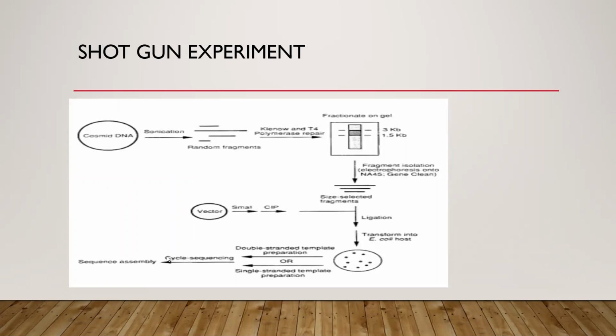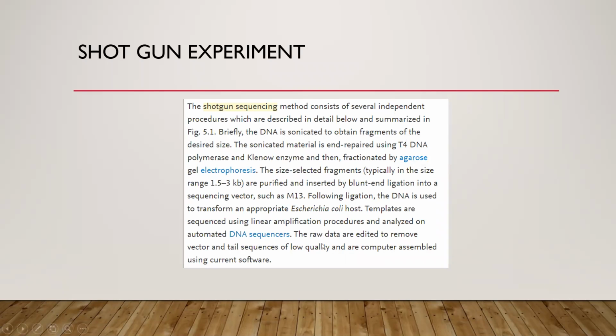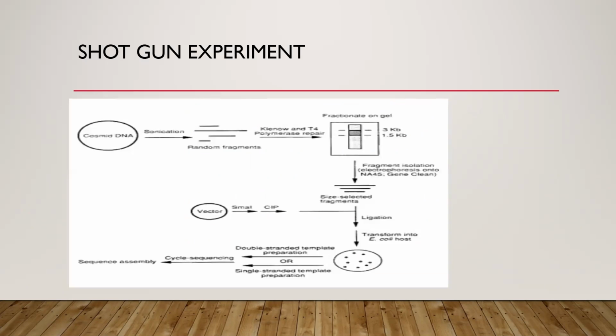Okay, we will take a system reference to check whether the sequencing reading is correct or not. Okay, the raw data are edited to remove vector and tail sequences of low quality and/or computer assembled using current software.